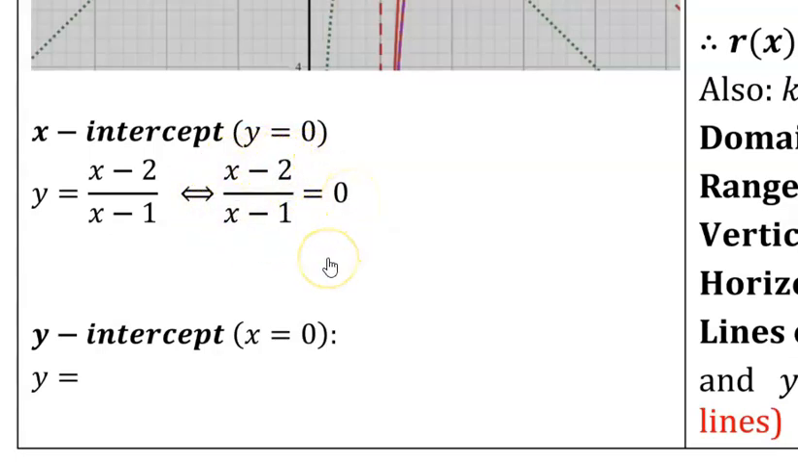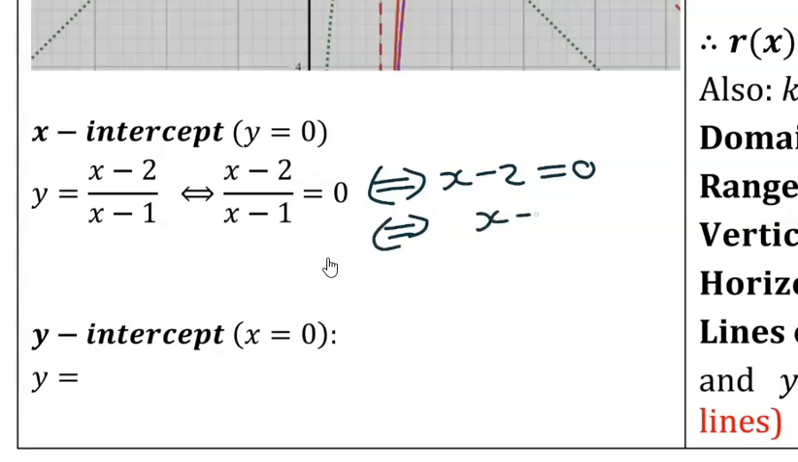And that will only happen when the numerator, which is x minus 2, is equal to 0, because x minus 1 may never be 0. So that will happen when x is equal to 2.